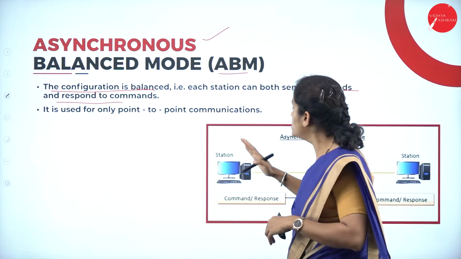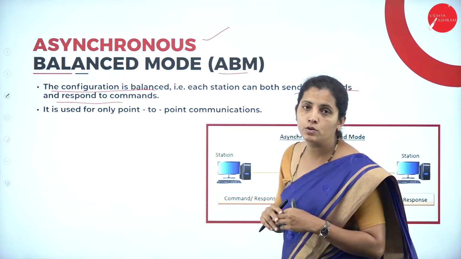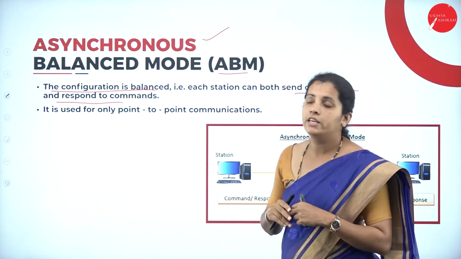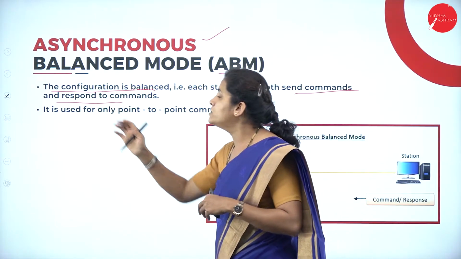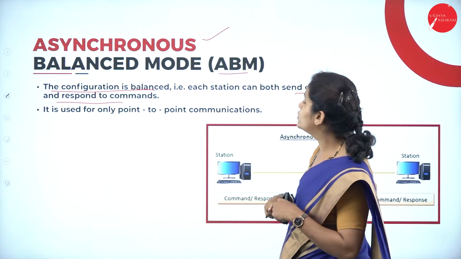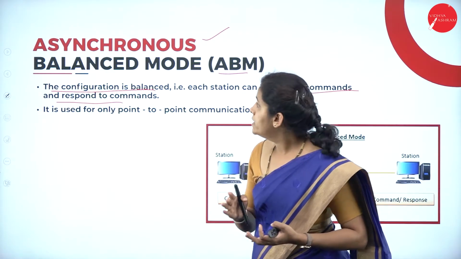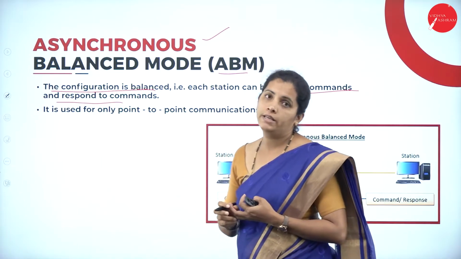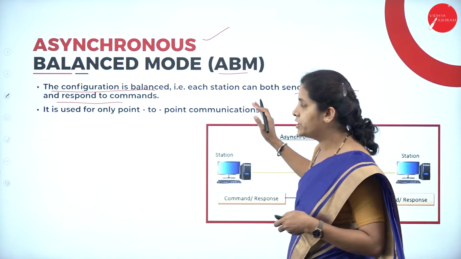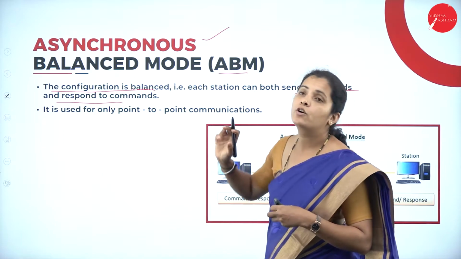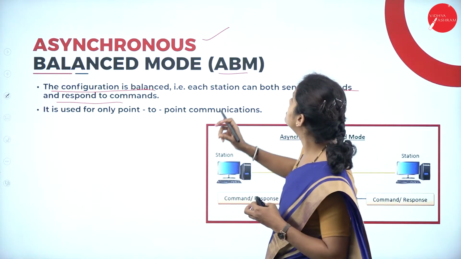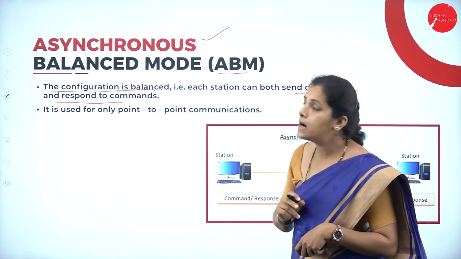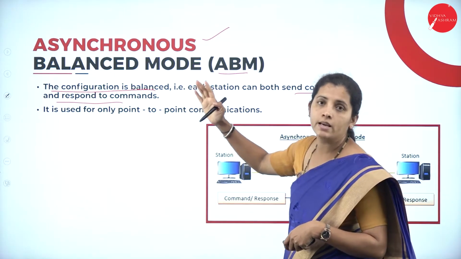That means both stations are capable of responding and sending commands to each other. So it is used only for point-to-point communication. Here ABM is mainly used in point-to-point communication. At the same time, the configuration is balanced, so each station is capable of sending commands and responding to commands.